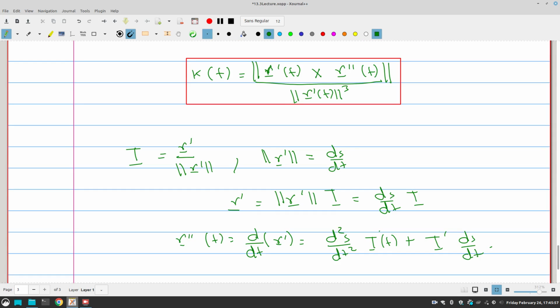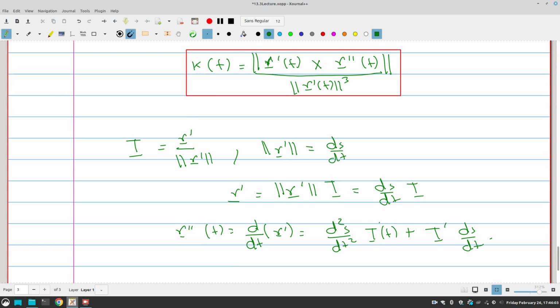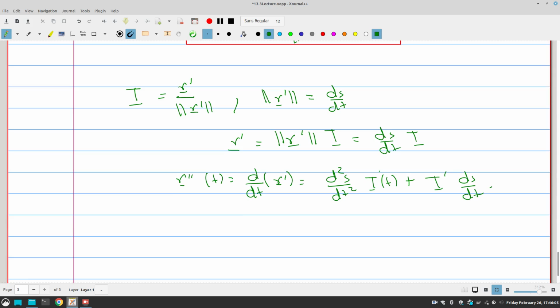So let's find r prime cross r double prime, which is the numerator of this formula. Let's find the numerator, the thing inside the modulus brackets, the vertical brackets. R prime cross r double prime equals ds over dt T cross d squared s over dt squared T plus T prime ds over dt.